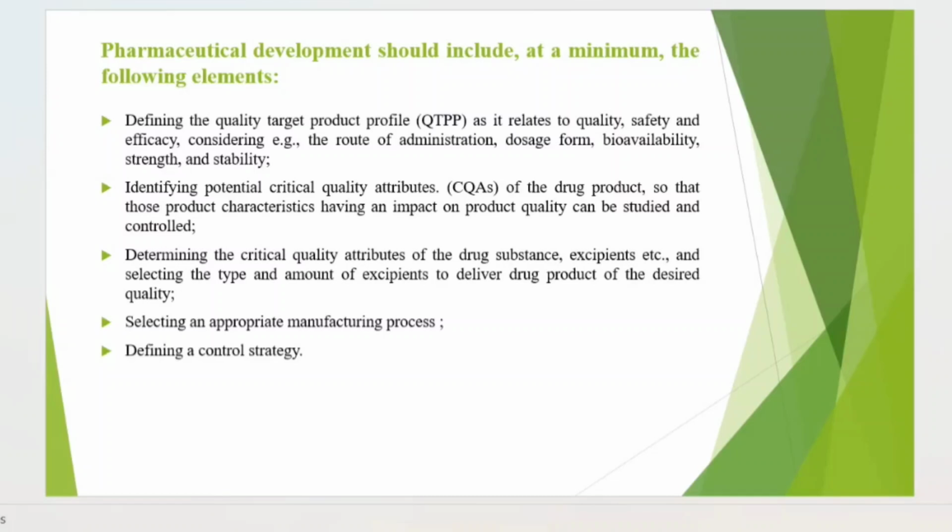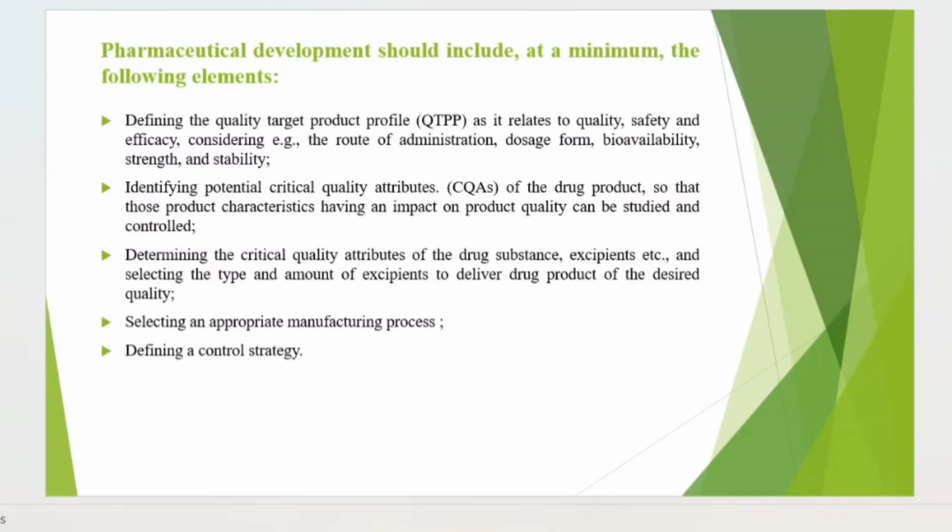And polymorphism. Suppose a drug substance exists in 2 or 3 polymorphs, then the polymorph which is having the desired therapeutic effect, that we need to observe. So that is the critical quality attribute. Then in excipients also, the particle size of some excipients is important for the final product performance. So in that case also particle size plays a very important role and serves as a critical quality attribute. So in this way, we have to identify the CQA of the drug substance and excipient also.